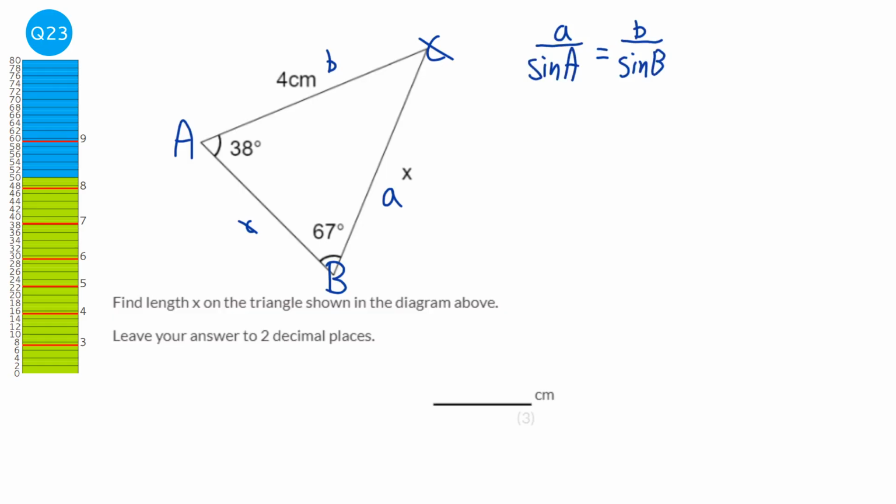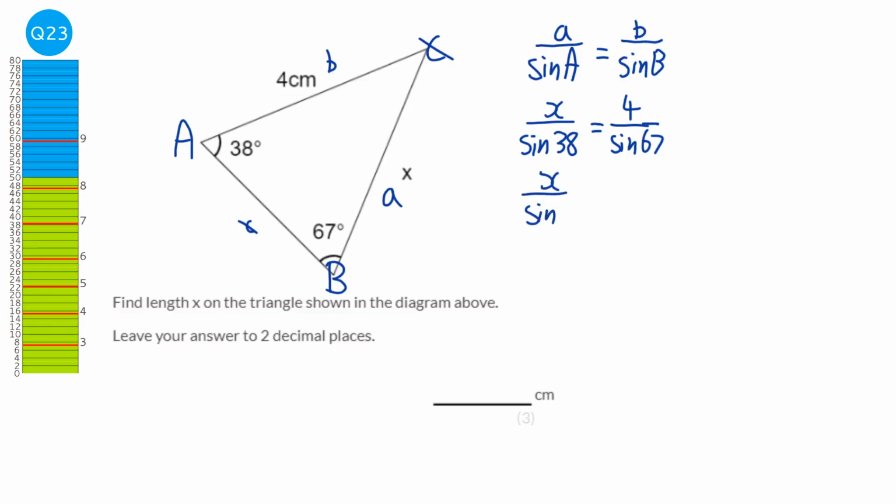Okay, so we're going to fill in the values. So lowercase a is x, capital A is 38, lowercase b is 4, and uppercase B is 67. Now you'll only ever sine an angle, so if you ever put a 4 in there or something, that's not going to be right straight away.